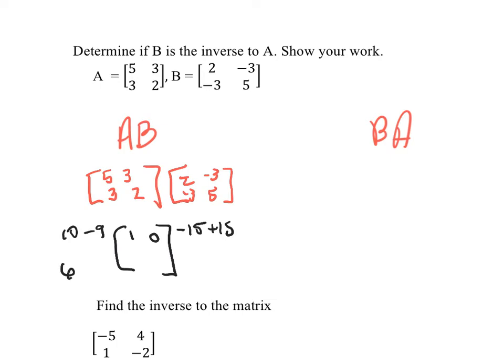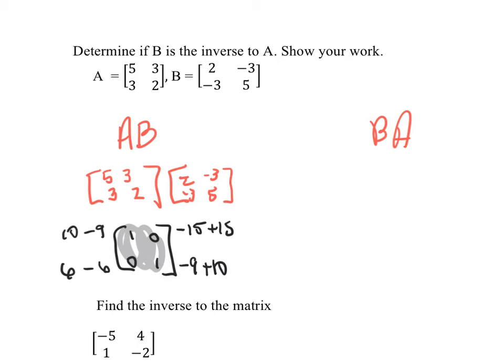Second row, first column. 3 times 2 is 6. 2 times negative 3 is negative 6. So I get 0. Second row, second column. 3 times negative 3 is negative 9. 2 times 5 is positive 10. Negative 9 plus 10 is 1. We have created the identity matrix right here.